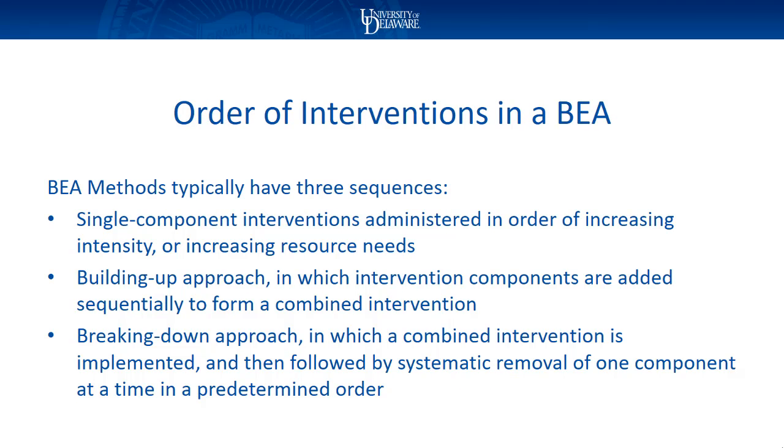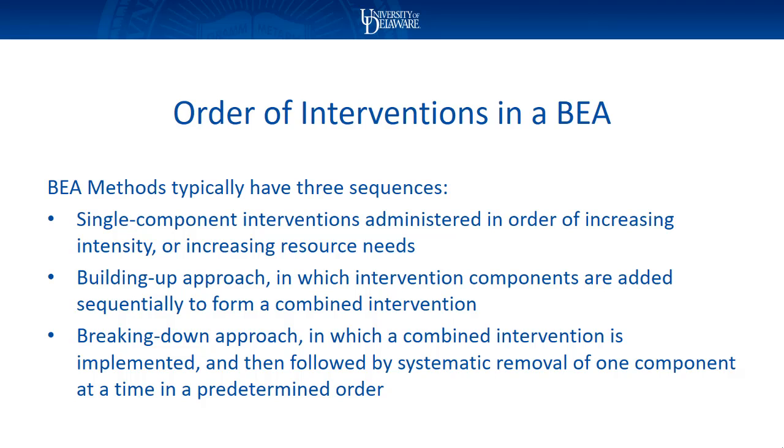Once selected, the order of interventions in a BEA is a critical consideration to the success of the BEA. To that end, there are 3 typical sequences of a BEA. First, you can test single component interventions administered in order of increasing intensity or increasing resource needs. Second, you can do a building up approach in which intervention components are added sequentially to form a combined intervention. And third is the breaking down approach, in which a combined intervention is implemented and then followed by systematic removal of one component at a time in a predetermined order.